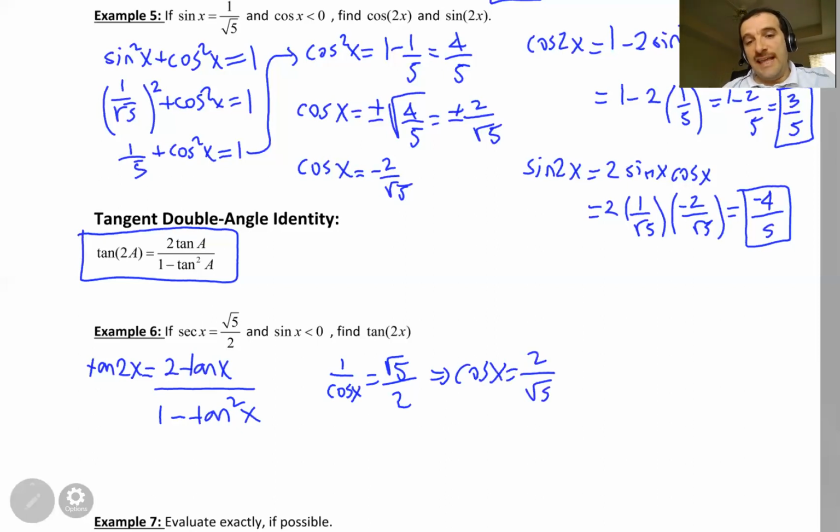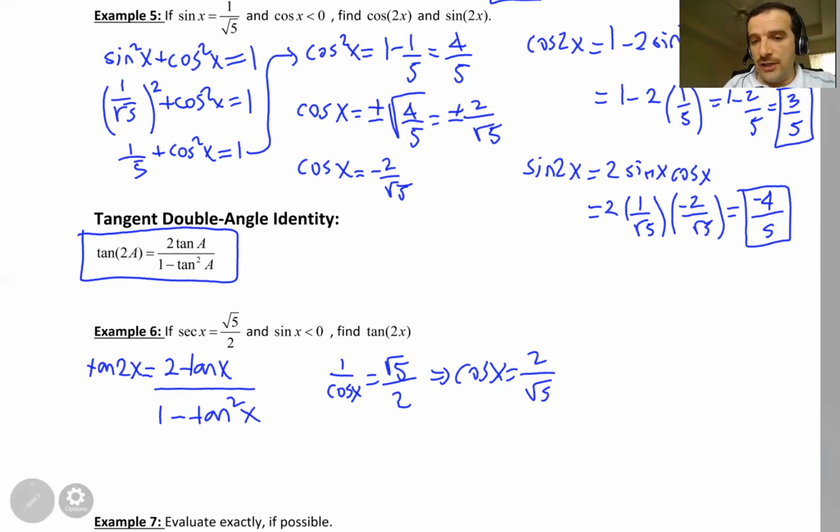Okay, what is tangent x? I need to know what the tangent x is. So there are different ways, as always. You can draw the triangle, as I did in the previous examples, to get what the tangent is. Or remember, tangent is equal to sine over cosine. And I know what cosine is. So if I know what sine is, I can also find what tangent is, right?